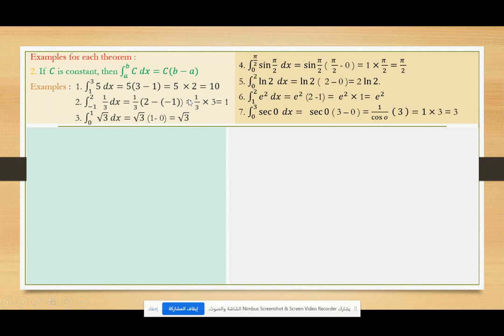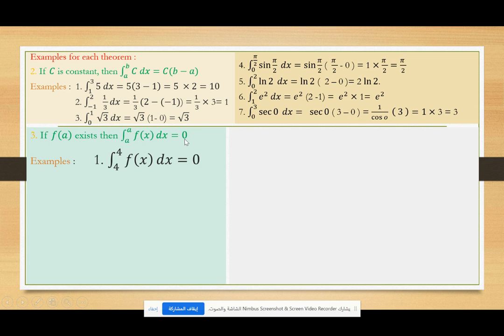I think we get theorem 1 and theorem 2 with 7 examples. Let's now go to theorem number 3 to understand. If f of x exists, then the integration from a point to itself of f of x dx equals 0. That makes sense when you are calculating an area from a point to itself. Any area from a point to itself has no region, so because of that, its area is 0.